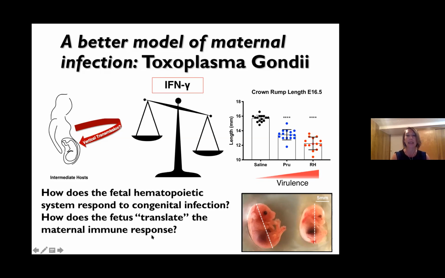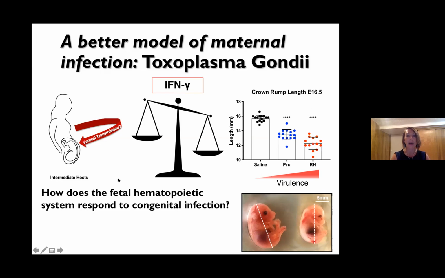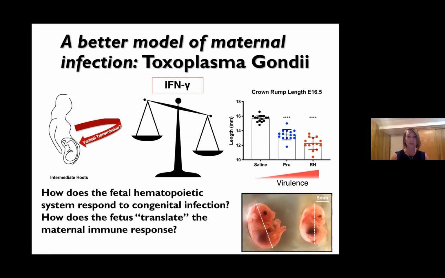And we use it to ask how does the fetal hematopoietic system respond to an actual congenital infection? And we can do this with these different strains with or without vertical transmission. And we're also very interested in understanding how the fetus actually translates this immune response. So what does the fetus see from the maternal infection and the maternal immune response? What cells respond, and how does this affect fetal hematopoiesis and immune development?